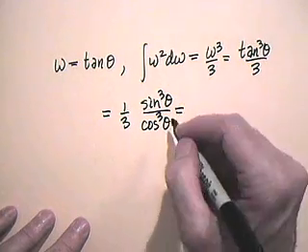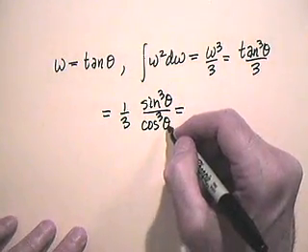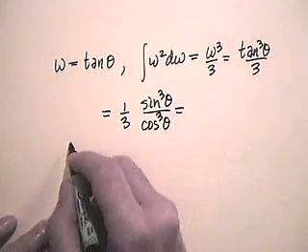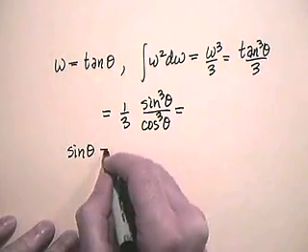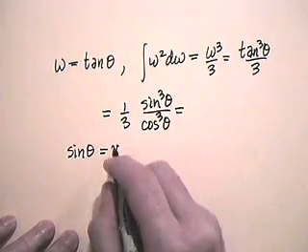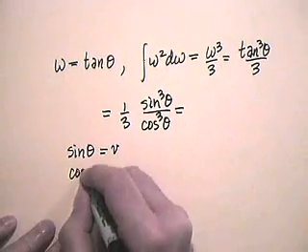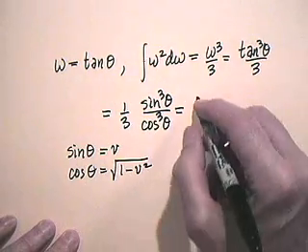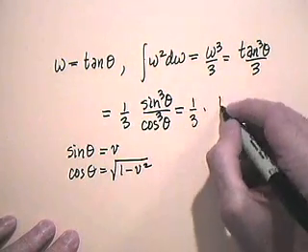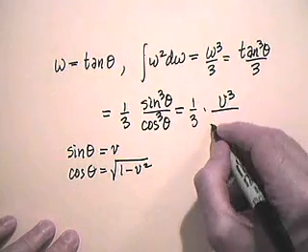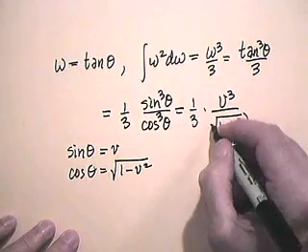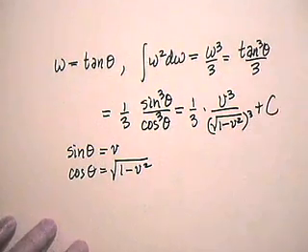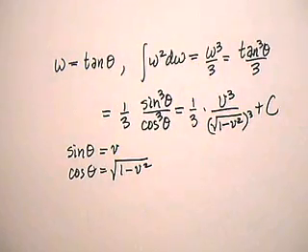And so remember, the cosine is the square root of 1 minus v squared. Let's just write this over here. The sine of theta was the v, and the cosine of theta is the square root of 1 minus v squared. So we have 1/3 v cubed divided by the square root of 1 minus v squared, cubed. And then don't forget to add on the big capital C.